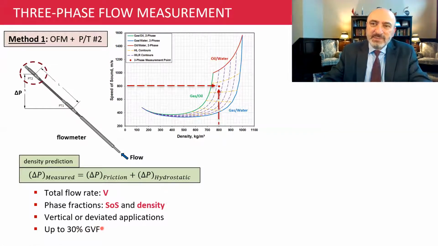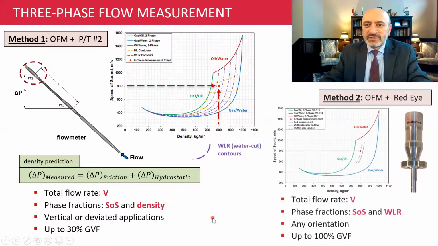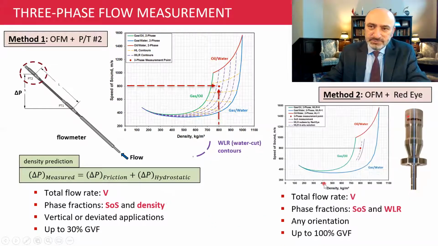Now, there may be some applications, obviously, where this 30% GVF is not satisfied. So for those applications, we recommend method number 2, which I will describe here. In method number 2, we use the optical flow meter and a water cut meter. In this case, Red Eye. Red Eye is our water cut meter.